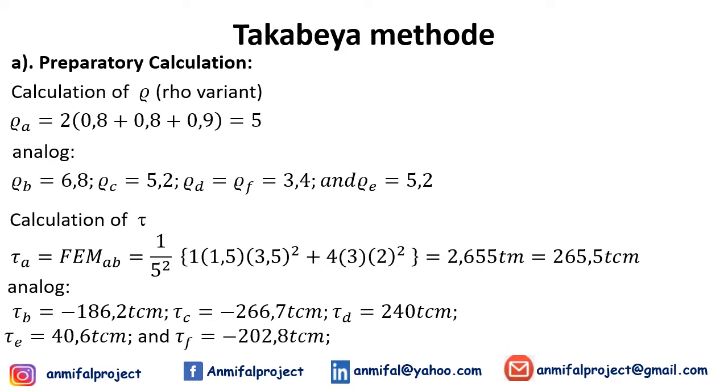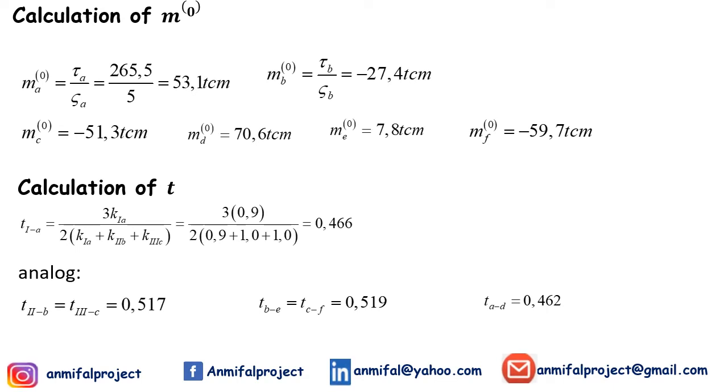And how about tau? Tau was related to the fixed end moment, and of course the negative or positive sign really had a significant effect on your calculations here. Next, we would like to evaluate the moment rotations at the first iteration, or M0, which you can find by dividing tau and rho variant in the same nodes.